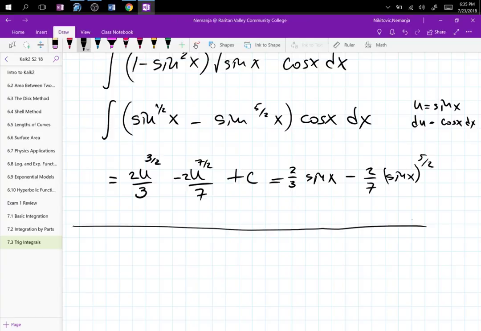Why did you drop the other powers on the side of it and put it back in? This is 3/2, right? And then plus c.